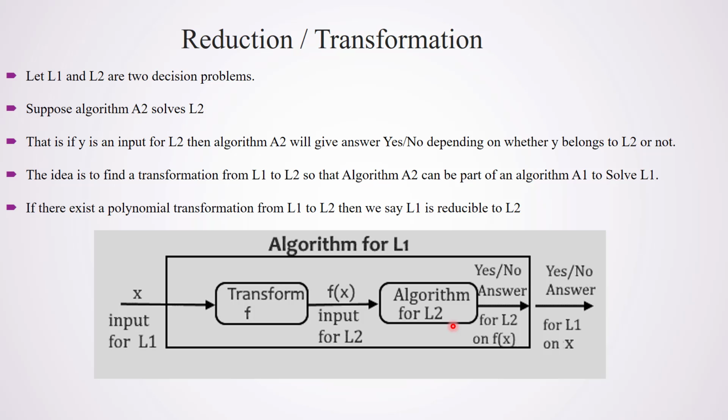Just look at the diagram. Here I have L2, and an algorithm for L2, that is A2. Some input will be given, and it will generate yes or no. Similarly, we have an algorithm for L1 to solve a decision problem. But actually L2 is part of L1, so L1 contains L2. If we can do this transformation in polynomial time, we can say L1 is reducible to L2. L1 is itself a decision problem, that's why its output is yes or no. Inside L1, we actually have the algorithm for L2.